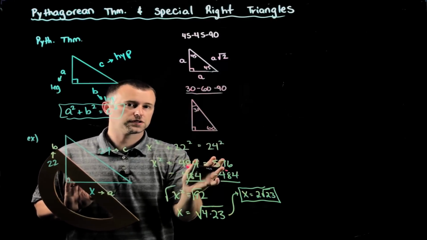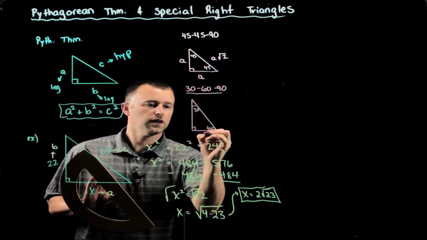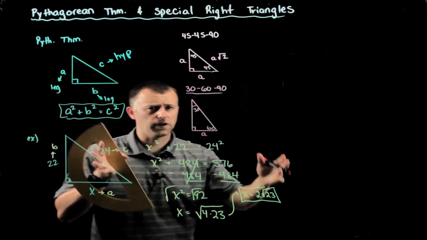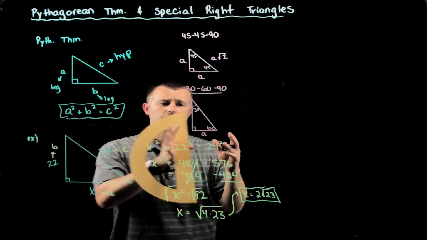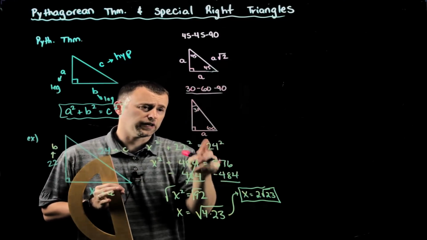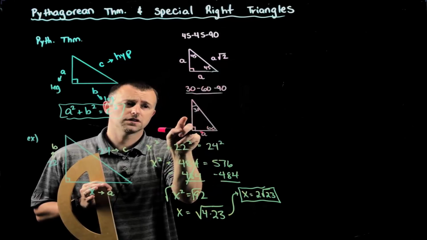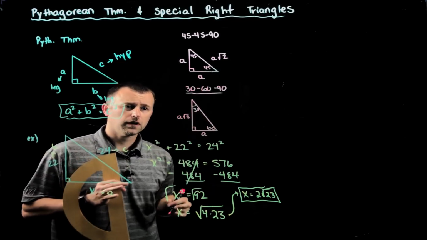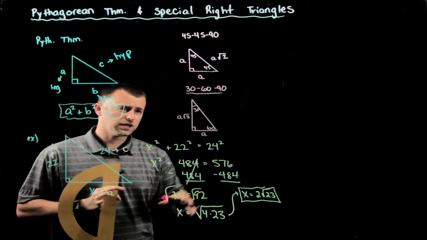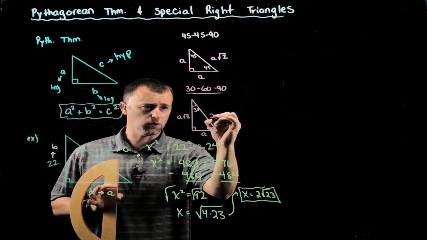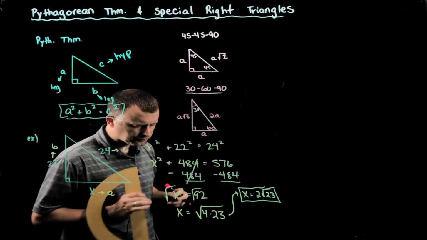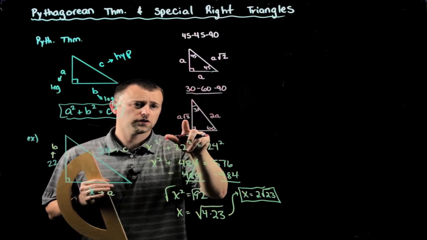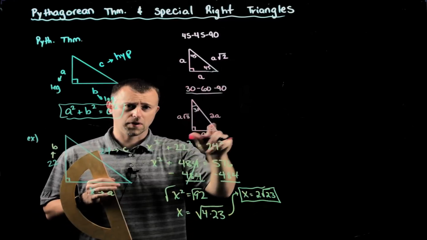Now the smaller side in a 30, 60, 90 is going to be equal to A. That's just a variable, but it's a number. If that number is A, then the larger leg, the leg across from the 60-degree angle, is A square root of 3. And then if you have those two sides, your third side is going to be equal to 2A. So again, your shorter leg is A, your longer leg is A radical 3, and your hypotenuse is 2A.